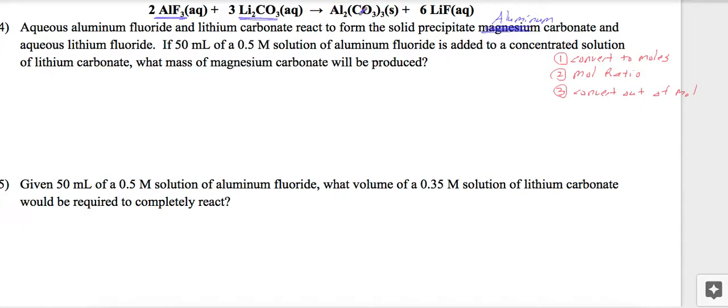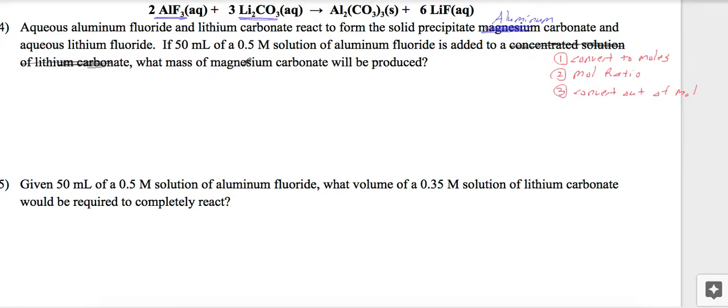So we're producing that solid aluminum carbonate and aqueous lithium fluoride. So if we have 50 milliliters of a 0.5 molar solution of this stuff, that's our aluminum fluoride, and we add that to this, concentrated means that it's going to be the excess reactant, so we can get rid of that information.